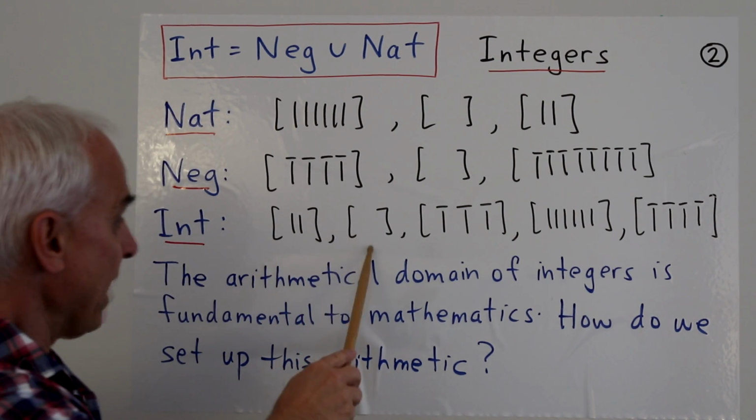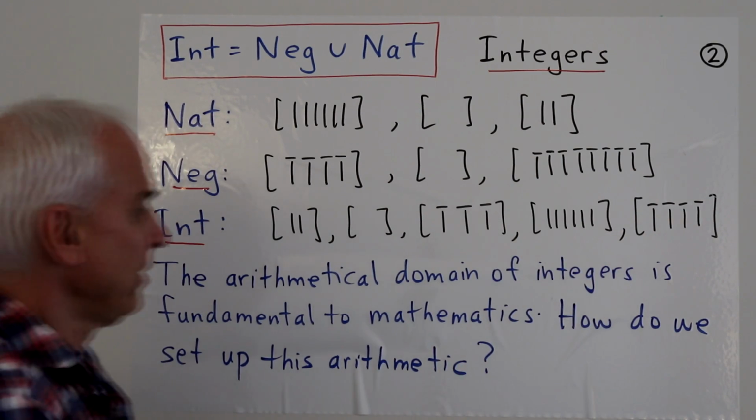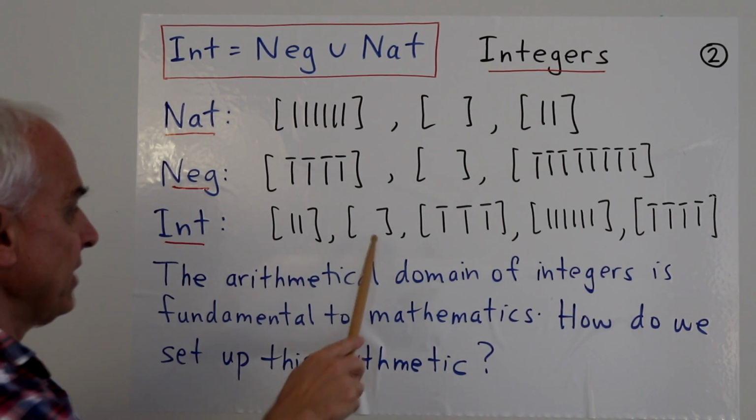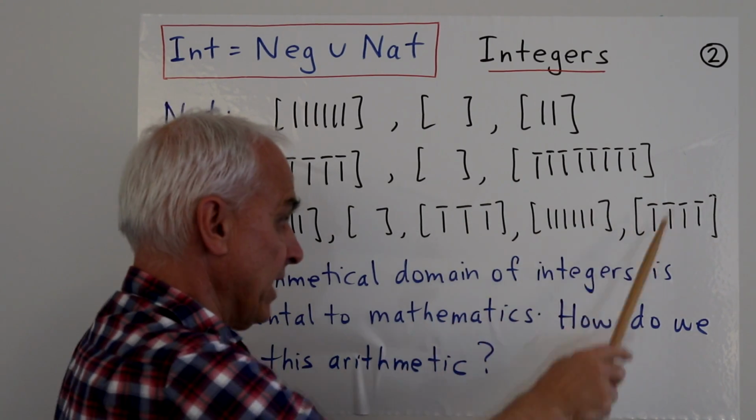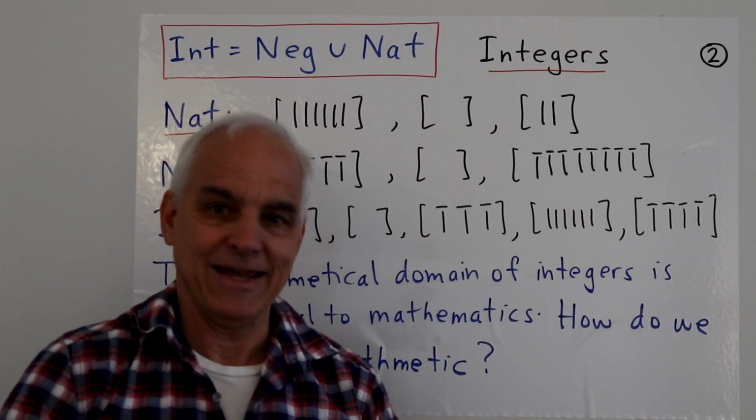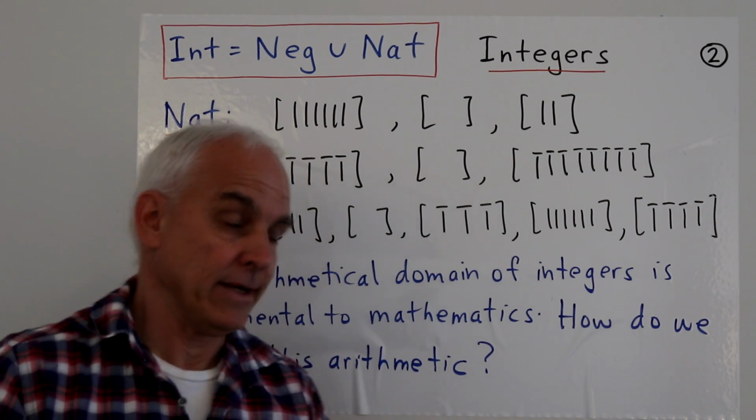So here are all examples of integers. This is something in nat, this is something in both nat and neg, this is in neg, this is in nat, this is in neg. They are all in int, or all of type int.